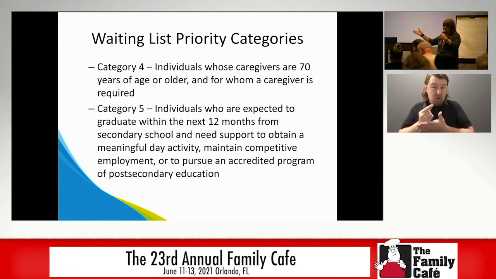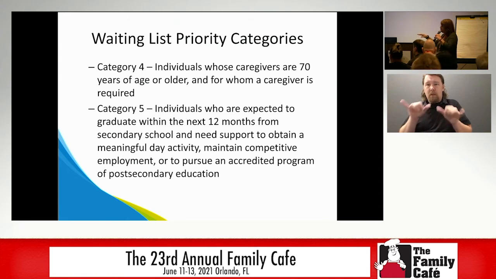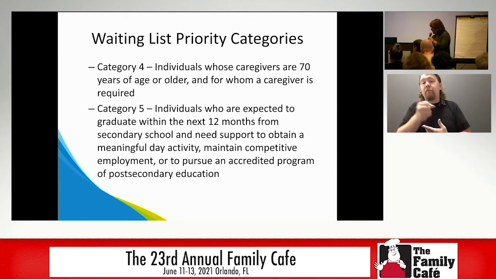Well, we know that as to the school system, you exit the school system by the age of 22. So this is one that if you are in a category 5 and you need to continue to stay in category 5, you need to let us know. Otherwise, you will be placed in category 6 after a while.